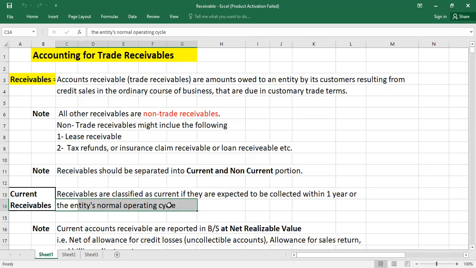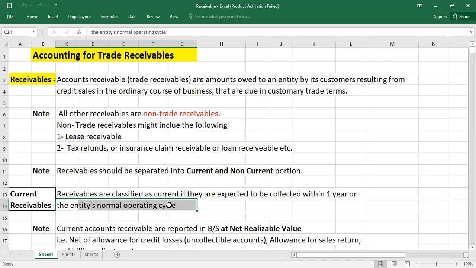Actually, this definition is in accordance with US GAAP. US GAAP states that you have to select the longer of the period of 1 year and the operating cycle, and then match each asset against the longer period. If those receivables will be realized within the longer period, they are called current. If they will be realized beyond the longer period, they are classified as non-current.